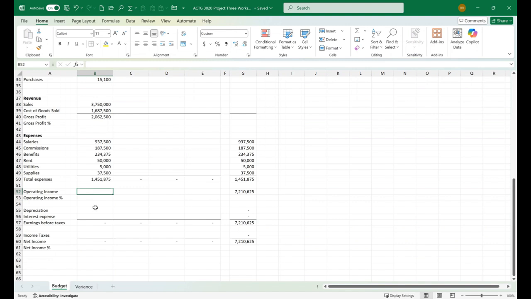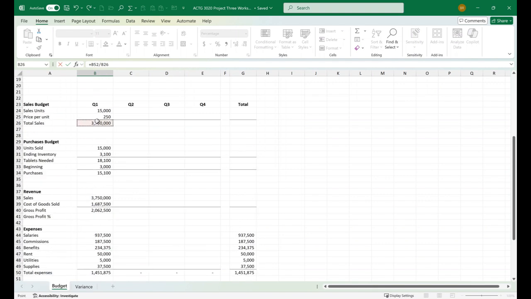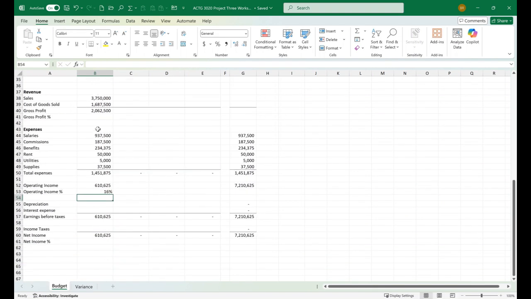So now operating income. This you will need to put in, but operating income, of course, is gross profit of 2,062,000 minus your total operating expenses. So gross profit is 610,000. Now, what is the gross profit percentage? Gross profit percentage is gross profit divided by sales. So the gross profit percentage is going to be 16%.